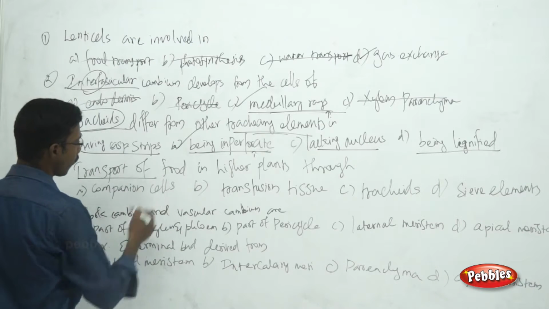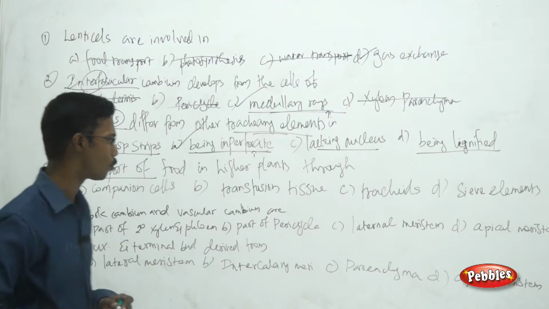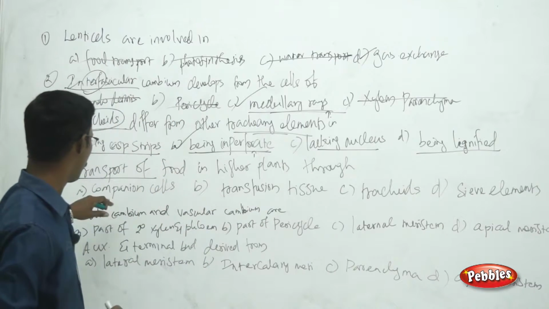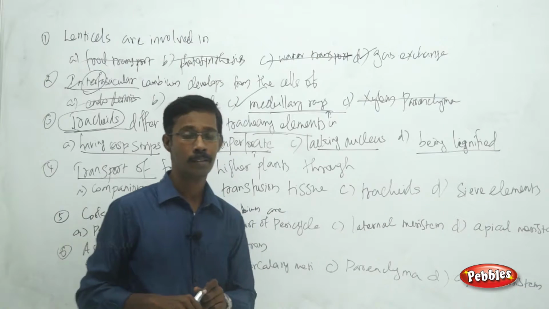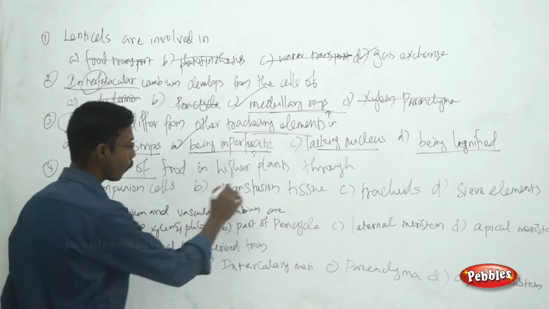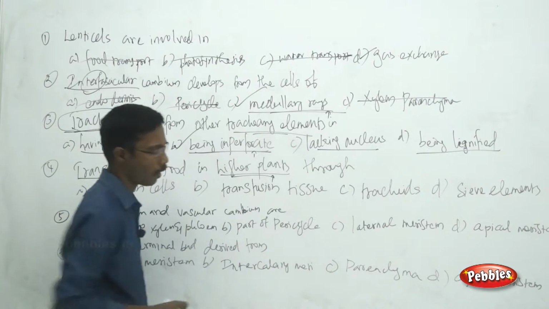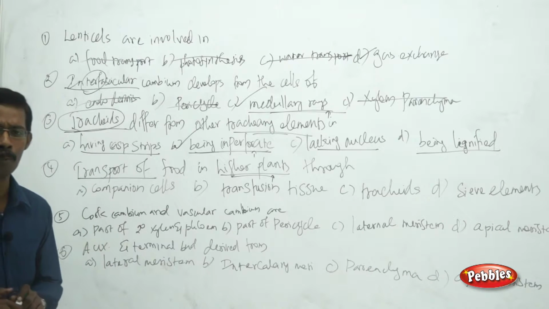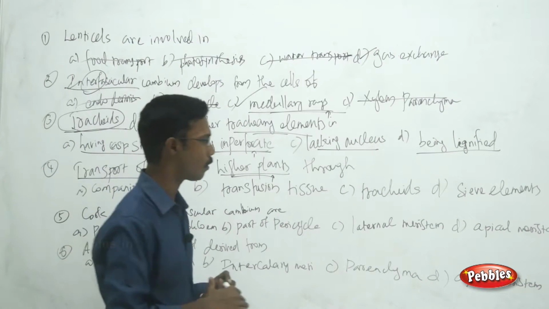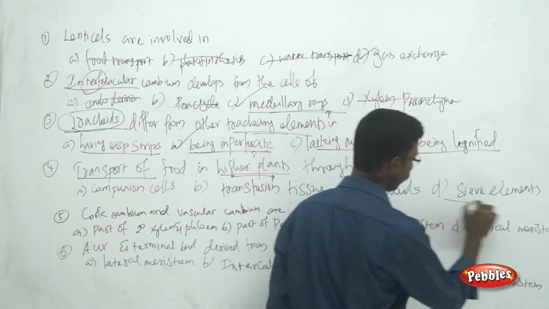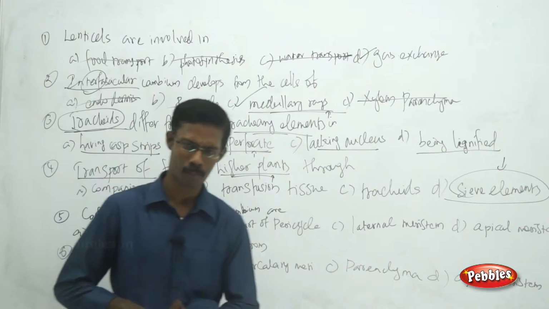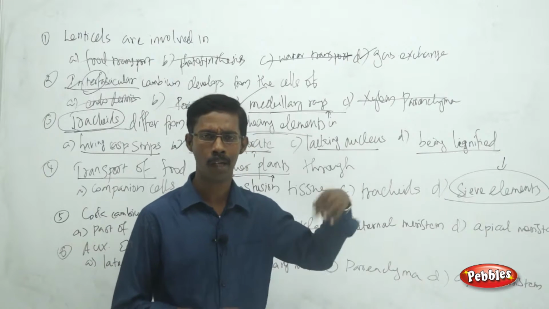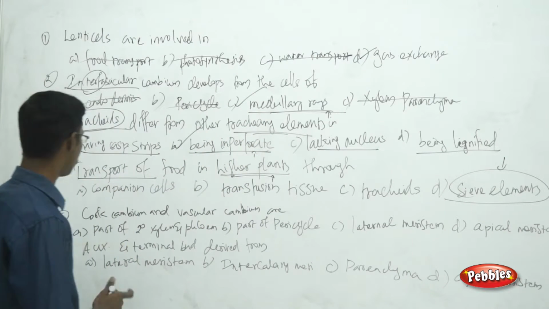See the next question, the transport of food in higher plants is through, and there are choices for you: companion cells, transfusion tissue, tracheids and sieve elements. Okay, higher plants, this is what you have to remember. In the higher plants, normally the food substances are transported through the sieve elements. They are the better structures in the angiosperm. They are going to transport the food particles through this system.